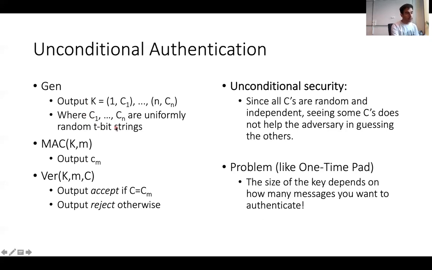The problem of this one-time truth table, like in the one-time pad, is that the size of the key depends on how many messages you want to authenticate. So the table grows really, really large with the number of messages, and the solution is completely impractical. Think of if you want to authenticate communication between you and a website. Think of the number of possible messages that the website might send you. This table is simply too big to be meaningful.